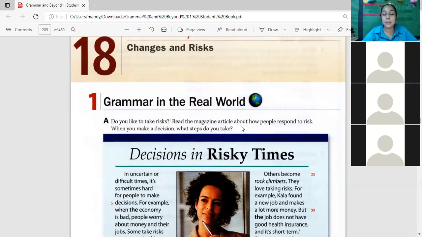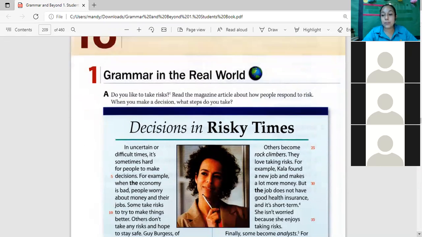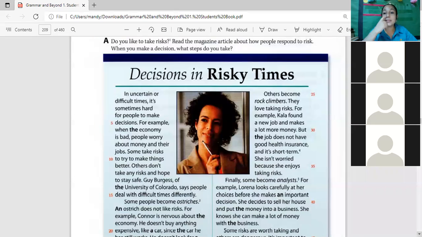Okay, read the magazine article about how people respond to risk. When you make a decision, what steps do you take? Okay, so I think this one is similar to a personal opinion. Not all of us take risks in different activities, maybe in different situations, yeah? Because other ones are kind of shy, yeah? And other ones, we are very adventurous, yes? Okay, thank you, Nati. So let's see, I tell you right now, yeah? Okay, so decisions in risky times.